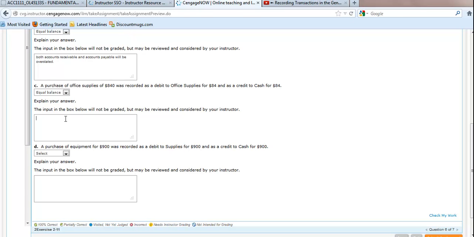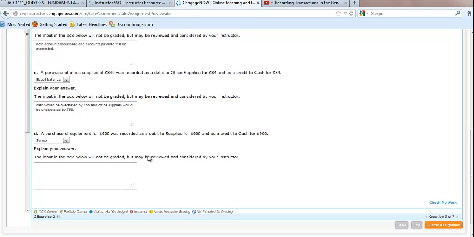Okay, so both accounts would be incorrect. Cash would be overstated by that $756, and office supplies would be understated by $756. And the reason is that we should have credited cash for $840, so we didn't take out enough, so it looks like we have more cash than what we do. And then we should have increased our supplies for $840, and we only increased them for $84, so they're also understated.